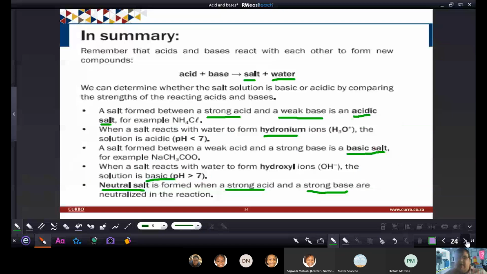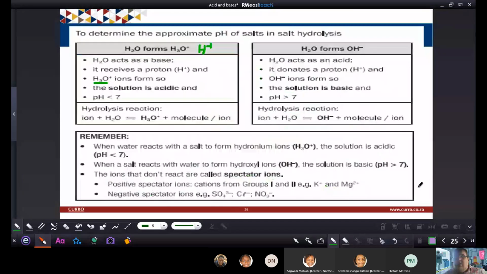Okay, so what did we see? We saw that a strong acid and a weak base is an acidic salt, so the pH is smaller than 7. We saw that a weak acid and a strong base forms a basic salt. And when we get a strong acid and a strong base, or a weak acid and a weak base, we get a neutral reaction. Then I showed you how to form H+, or how to form an acidic solution with water, and how to form OH-, or a basic solution, in water.